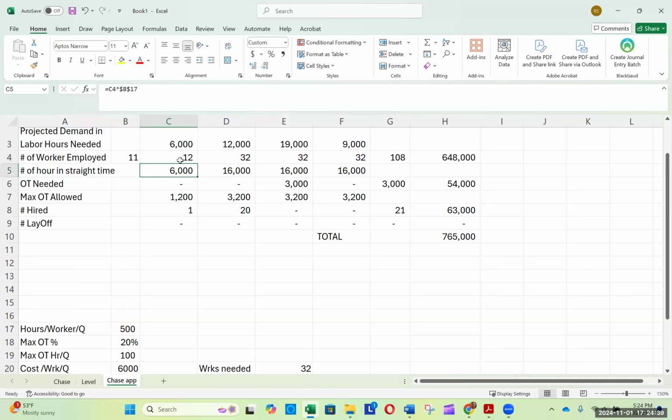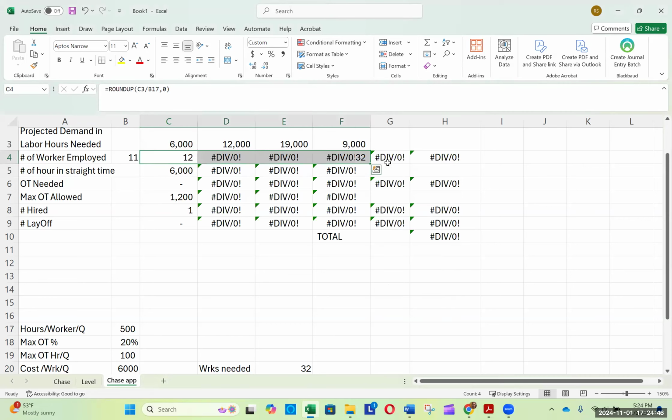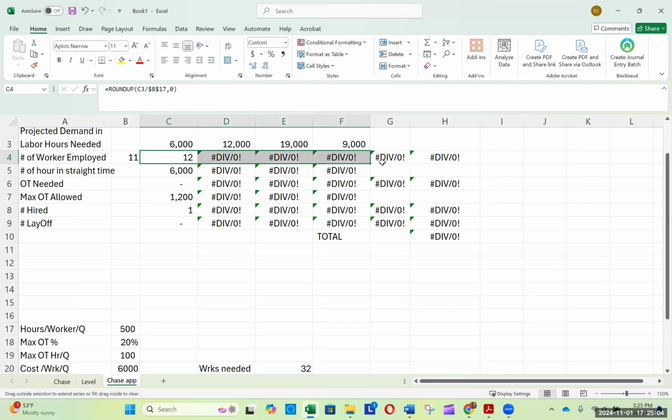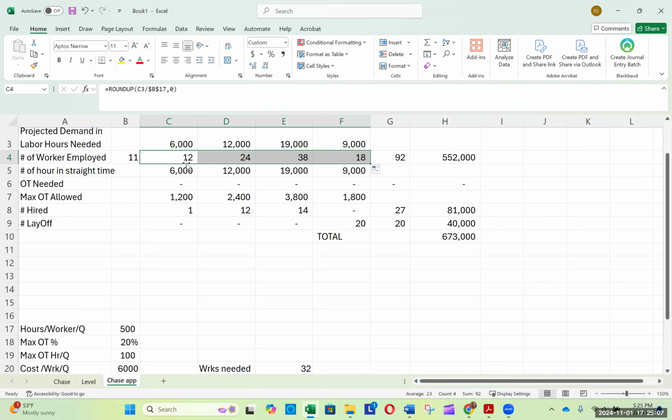So we got that number of workers needed, and I'm going to copy this across. Copy cells. And I know what happened here because my B17, it's good to make a mistake. My B17 was not function F4. So anchor it and that problem will disappear. So it is dividing by 500 every time. There you go. So it tells you you need 12, 24, 38, and 18 workers.